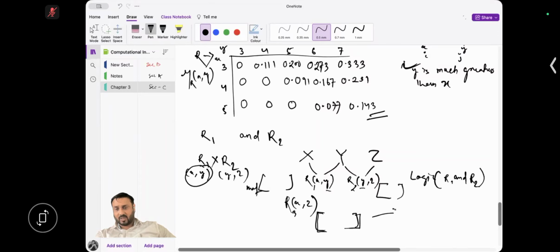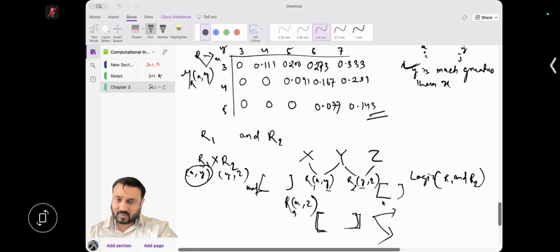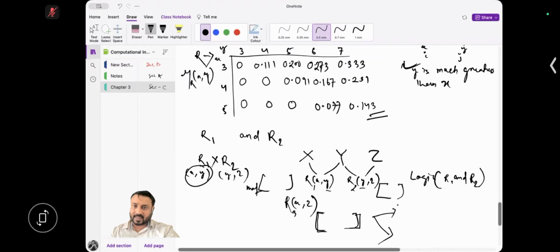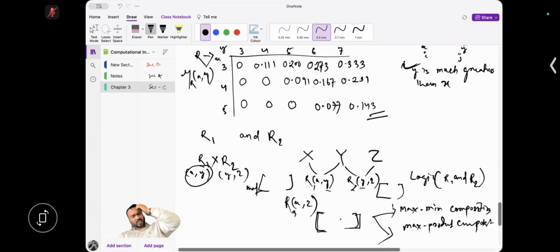There are two methods. One is max-min composition, another is max product composition. So in the coming class, we will be discussing these two topics. I hope I'm pretty clear up to this much. Anyone having any doubt can ask.